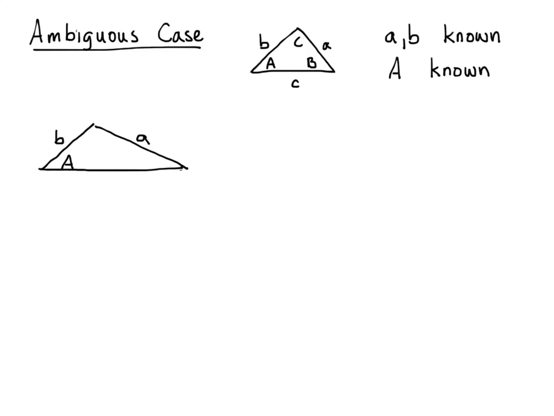Now, there's a case here where we know sides A and B that are outside of that angle. There are three possibilities for these. If A is longer than B, there's no problem. We get one particular triangle.